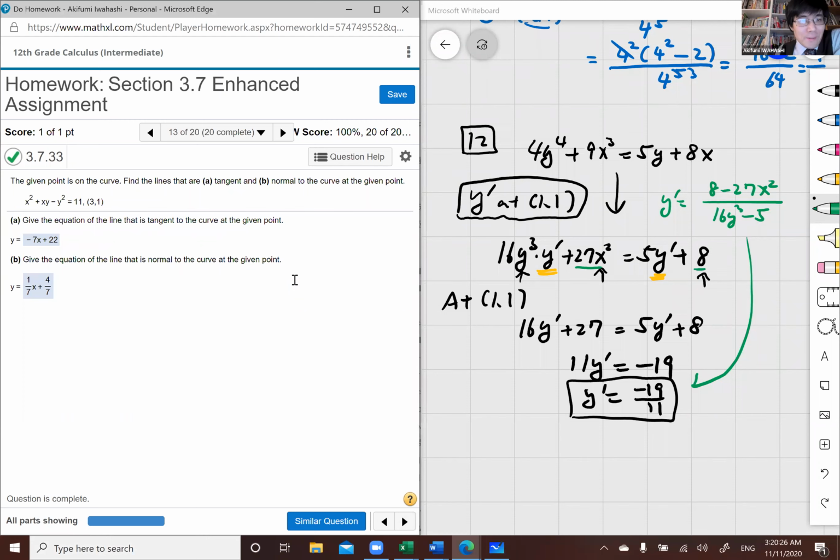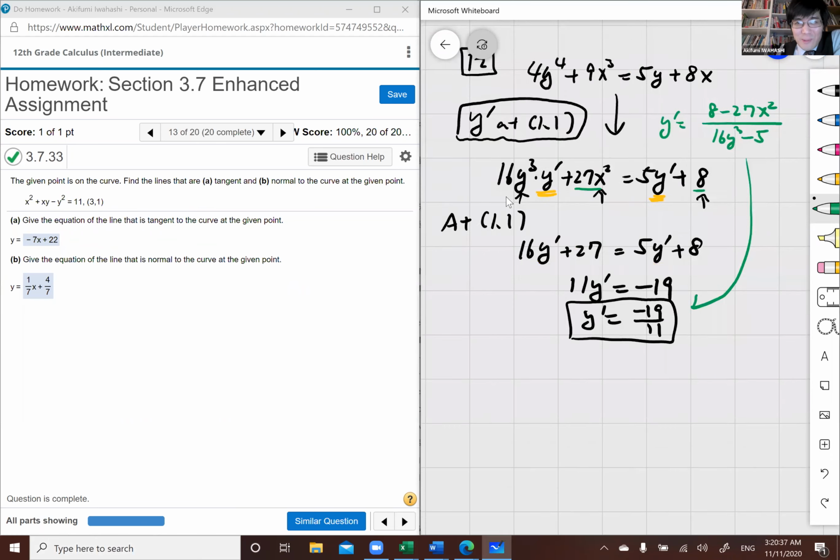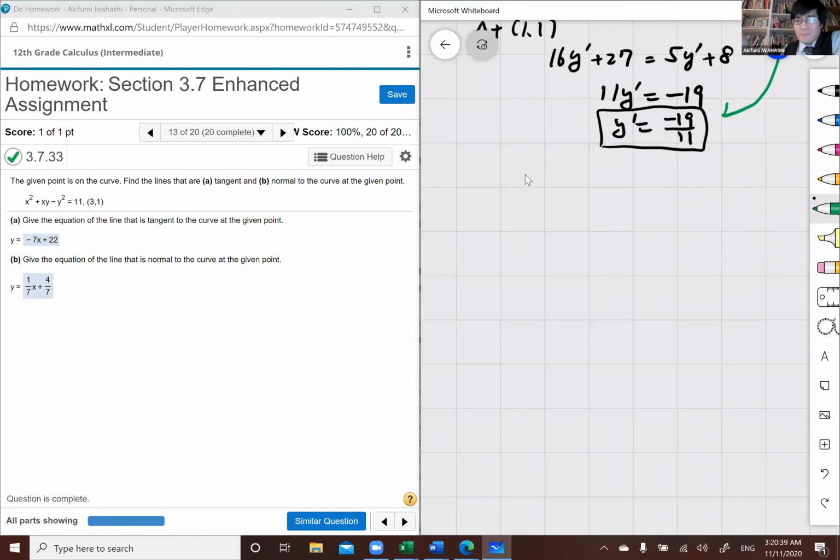Okay, now this is asking for a bit more. After you find the slope of the tangent line, you need to find the equation of the line actually. So one more step, or well, 2 more steps to do.